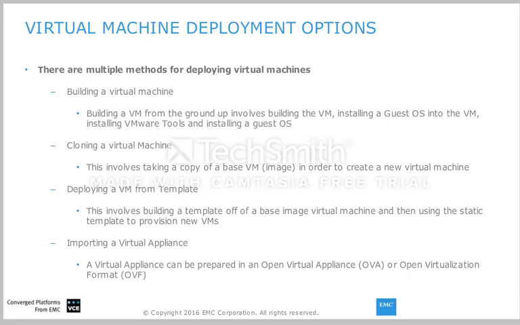Deploying a VM from a template. Deploying a virtual machine from a template involves building a template off of a base image virtual machine and then using the static template to provision new virtual machines. Templates consist of the same files that support a virtual machine, so deploying a VM from template essentially involves copying these files to create a new VM.